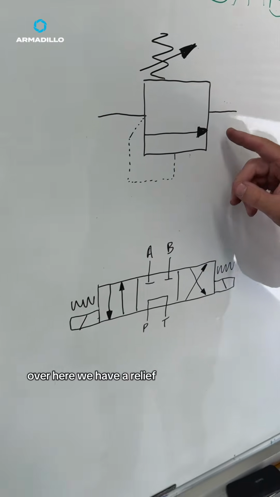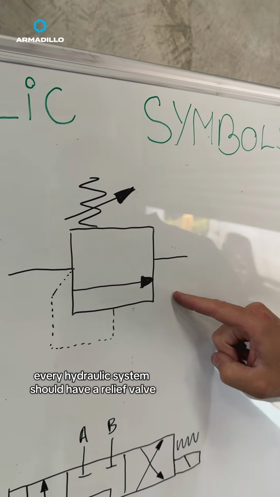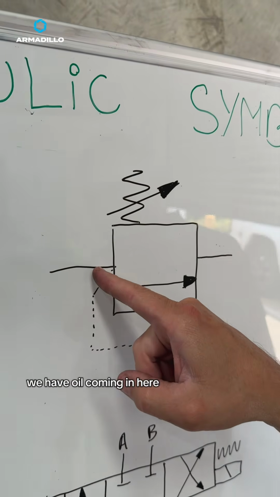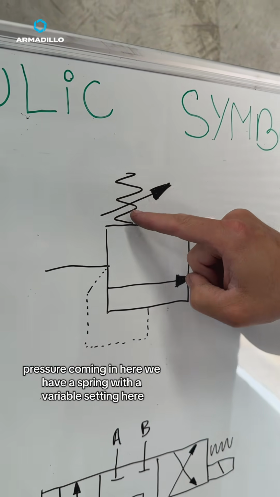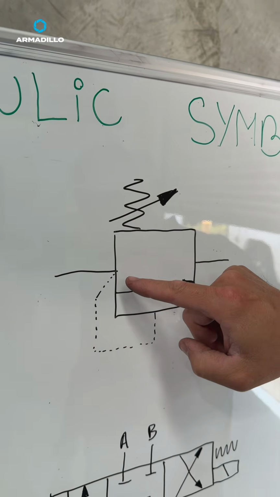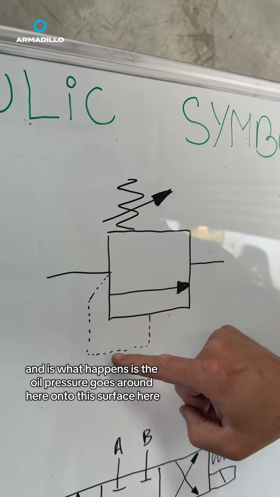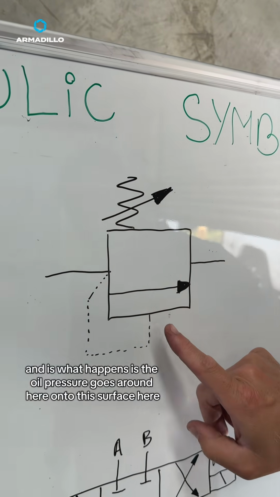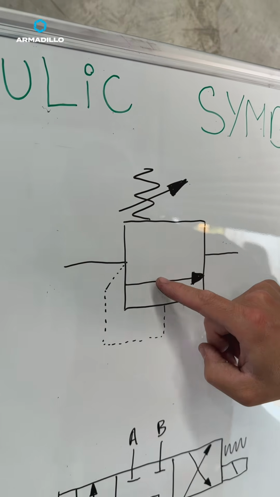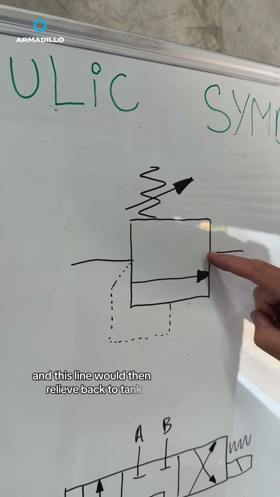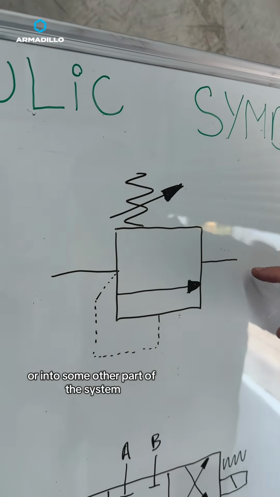Over here we have a relief valve. Every hydraulic system should have a relief valve. We have oil coming in here, pressure coming in here. We have a spring with a variable setting here, and what happens is the oil pressure goes around here onto this surface here, pushes that up depending on the spring pressure, and this line would then relieve back to tank or into some other part of the system.